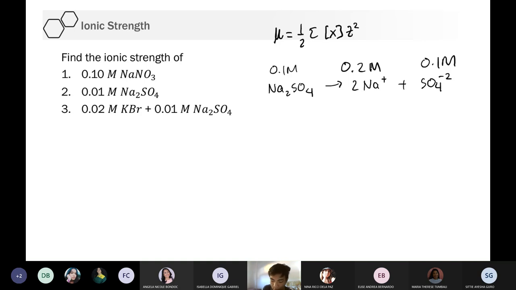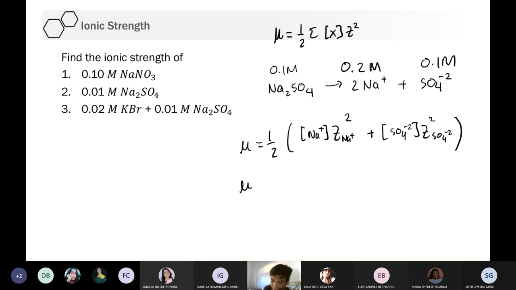So let's determine the ionic strength. That's mu equals 1/2 the molarity of sodium times its charge squared plus molarity of sulfate ion times its charge squared. What's the molarity of sodium? 0.2 molar times what's its charge? Positive 1 yung charge niya. Then square. Pwede 1 pa rin. 1 squared is 1. How about sulfate ion? So we have 0.1 molar times, what's the charge? Negative 2 squared. Okay.